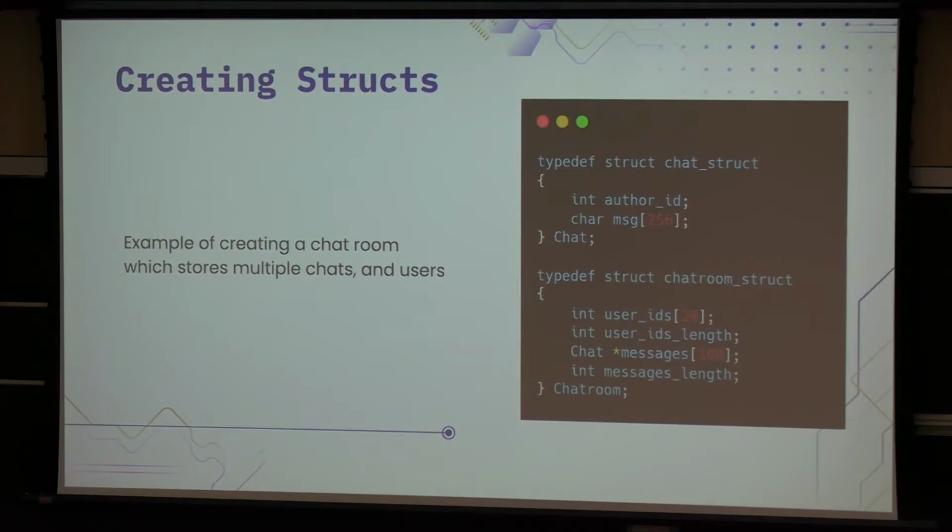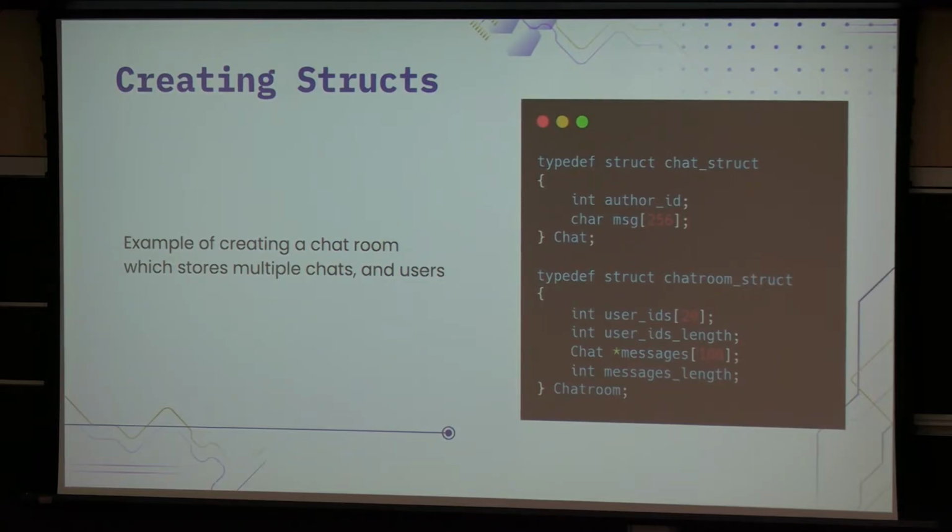So we want to be able to have multiple users and the messages that those users would send. The first struct is going to be the author ID, which I've just set as an integer, and a message, which we'll say has a max length of 256. Then the chat room is going to contain a couple of user IDs, which show who is in the chat room. And we're also storing the messages, notably as pointers. I'll get to why in a second. And we can store up to 100 messages in this chat room.